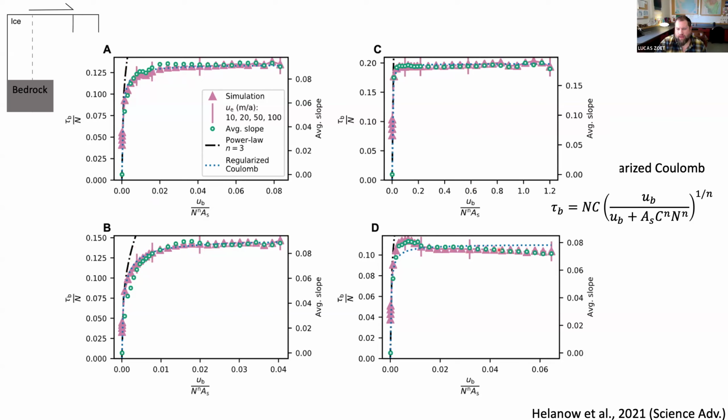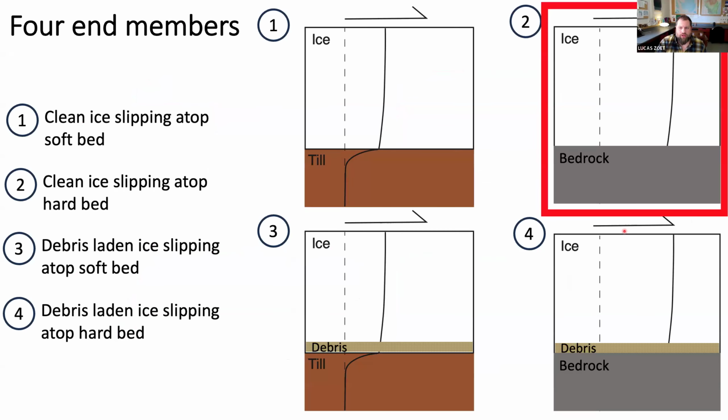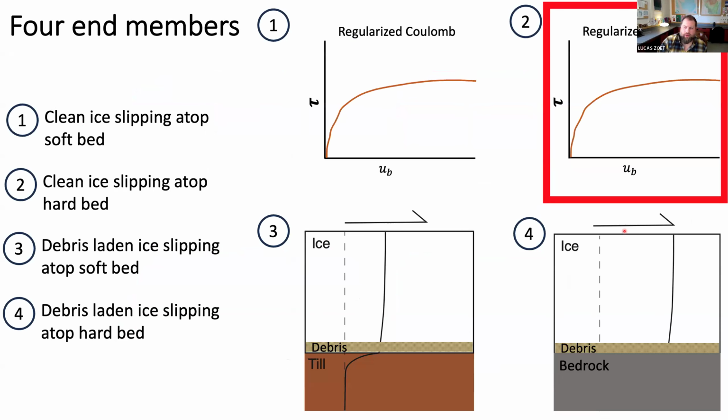It suggested that this regularized Coulomb form, which is this dashed blue line in all of these plots, that can be fit with this type of expression, seems to apply also to hard-bedded glaciers because of these processes of cavities and essentially because of the irregular distribution of bumps on the bed that are shifting where those cavities are, focusing their resistance. So when we look at this one, clean ice sliding atop the hard bed, we also get a regularized Coulomb. Okay, that's interesting.